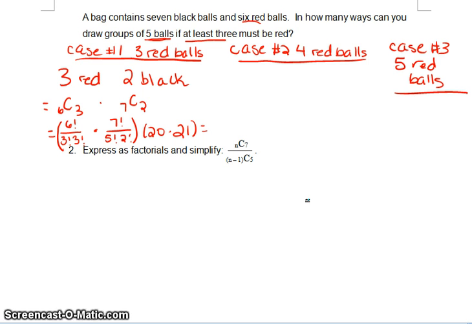Okay, and so multiplying those two numbers together, we should find that there are 420 different ways to select 3 red balls and 2 black balls. Alright, so for our second case here, we have 4 red balls. And what would be left over? We'd have room for 1 more black ball.